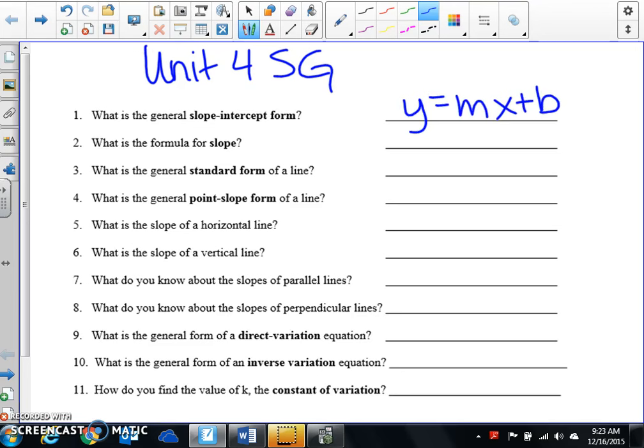What is the formula for slope? M equals y2 minus y1 all over x2 minus x1. So that's when you're given 2 points.